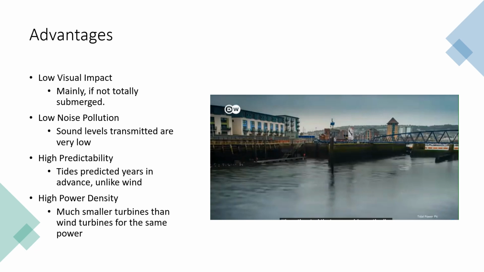High predictability: we can predict because we know our currents and our tides. Definitely tides are not like wind. Wind is kind of like a surprise attack all the time. You also have high power density, so you can use smaller turbines; you don't have to use very big turbines for this system. If you compare it to the wind turbine, we get the same power, but we can go with smaller turbines for OTEC systems.